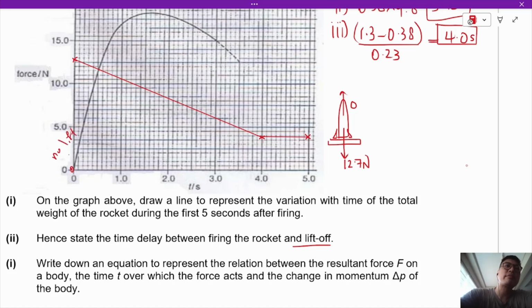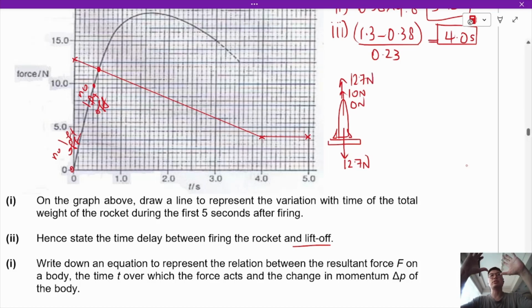No liftoff. After some time, the force on the rocket is now 10 newtons. 10 newtons is still no liftoff. So when will the rocket lift off? The rocket will lift off when the force on the rocket increases to 12.7 newtons. That's when it's going to start floating off the ground. So the point at which the rocket lifts off the platform is around here, let's say 5.5 or 5 seconds. So the time delay will be 0.52 seconds, for instance, or 0.53 seconds.